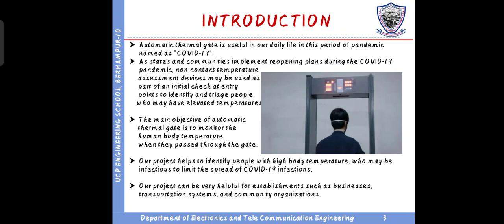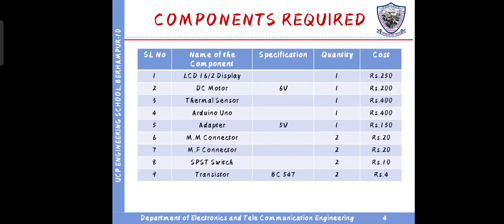The main objective of the automatic thermal gate is to monitor the human body temperature when people pass through the gate. Our project helps to identify people with a high body temperature who may be infected, to limit the spread of COVID-19 infection. Our project can be very useful and helpful for establishments such as business, transportation systems, communities and organizations.